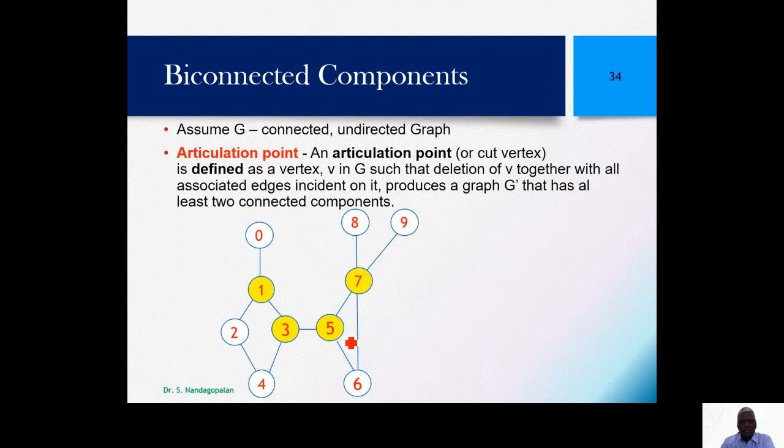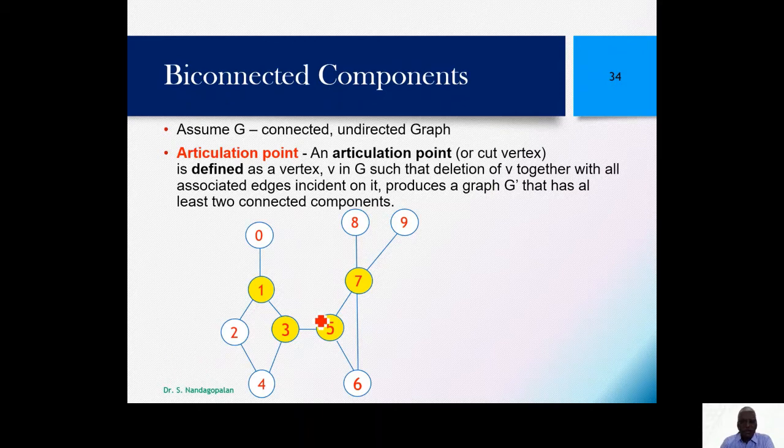Now let's go to, I think, 7. 5 is also the same. So I'll go to 7. This is deleted. This is deleted. This is deleted. This is deleted. This is deleted. Now what I'm getting here is 8 as one connected component, 9 as another connected component, and 5, 6, 3, 4, 2, 1, 0 as another. So I'm getting 3 connected components. So still 7 is an articulation point, right?